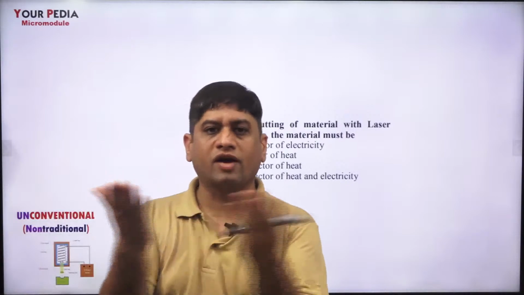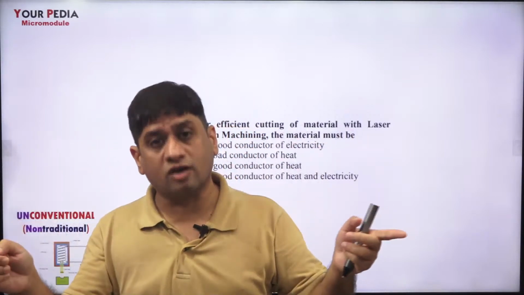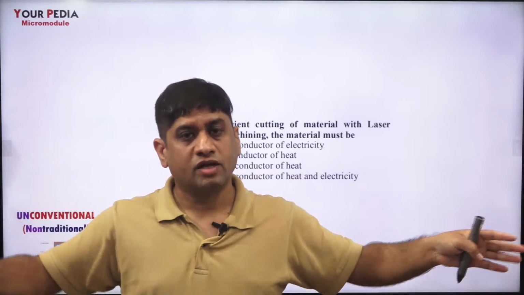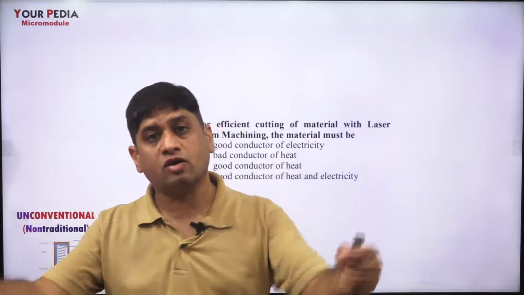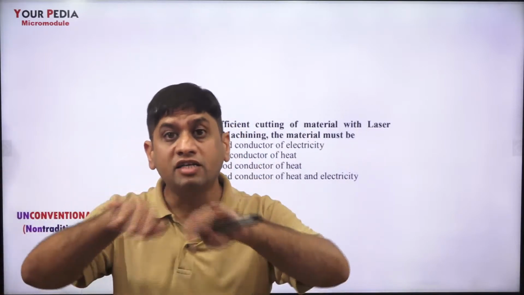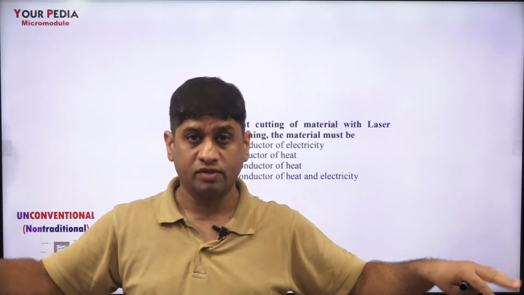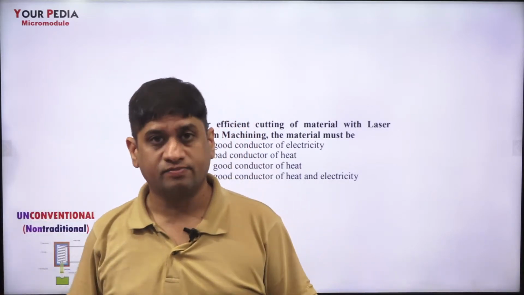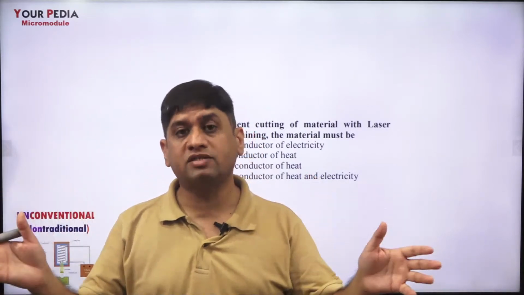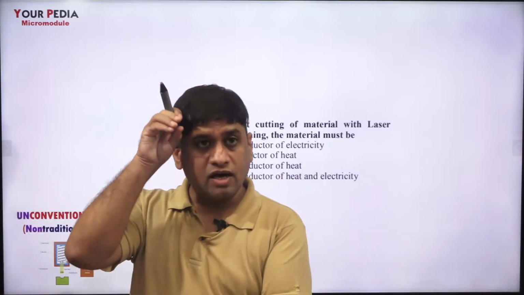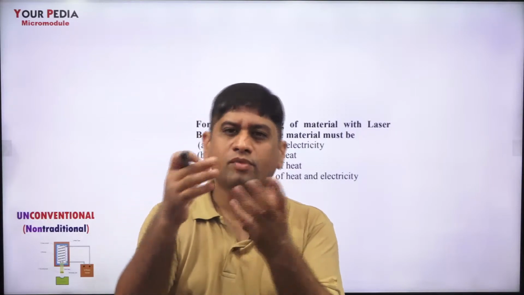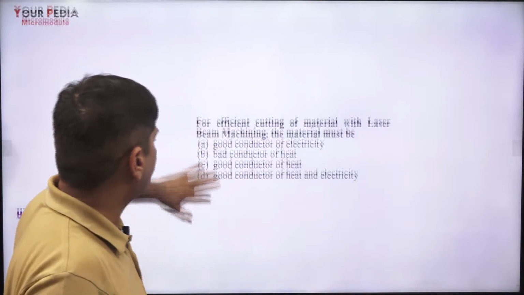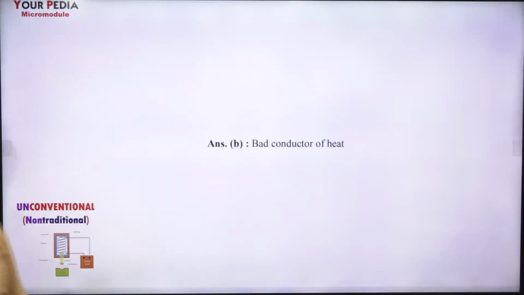Laser is thrown on a workpiece. If the workpiece is good conductor of heat, heat will be dissipated. Localized melting will not be there. If the workpiece is good conductor of heat, the workpiece will dissipate the heat in its entire body, and localized melting cannot be there. Now think of if the workpiece material is bad conductor of heat, when the laser is thrown on that, localized very narrow zone melting will be there. Hence workpiece should be bad conductor of heat. It should be bad conductor of heat. Remember this.